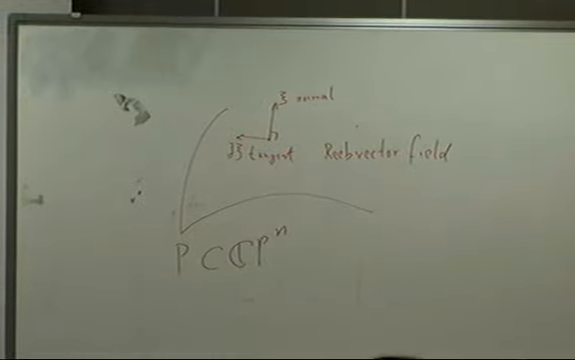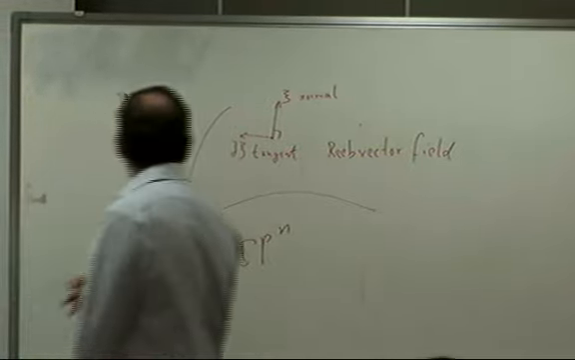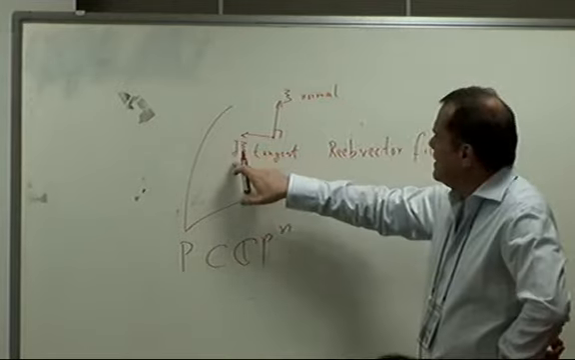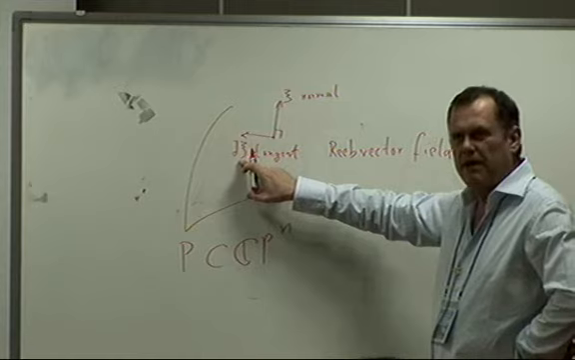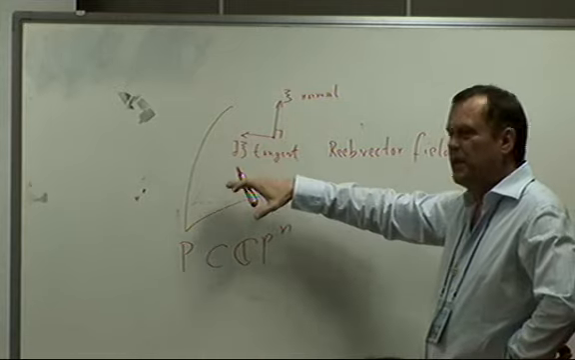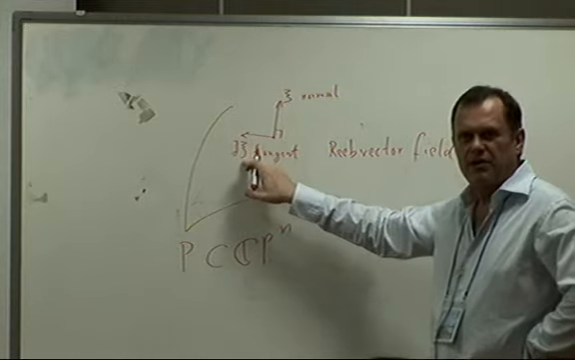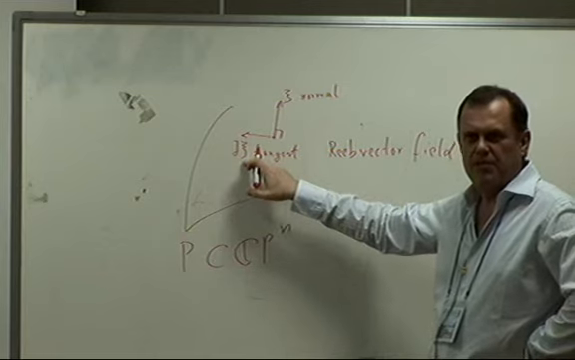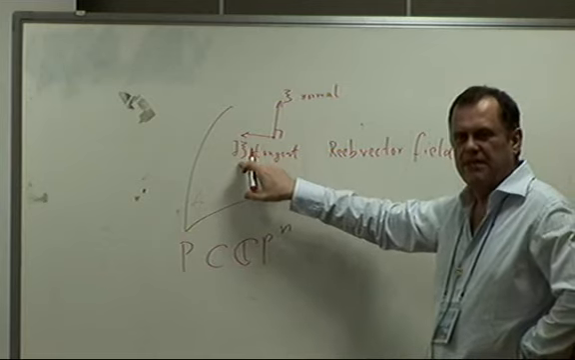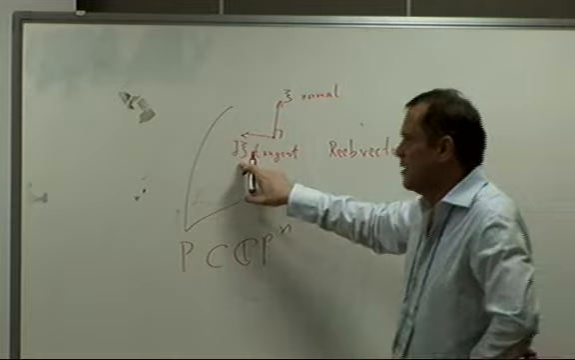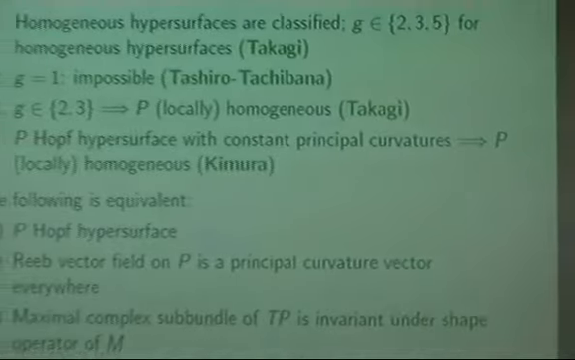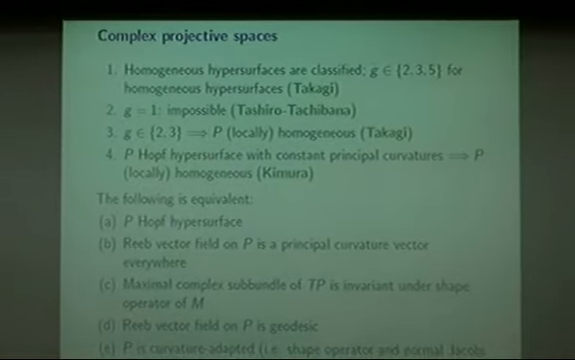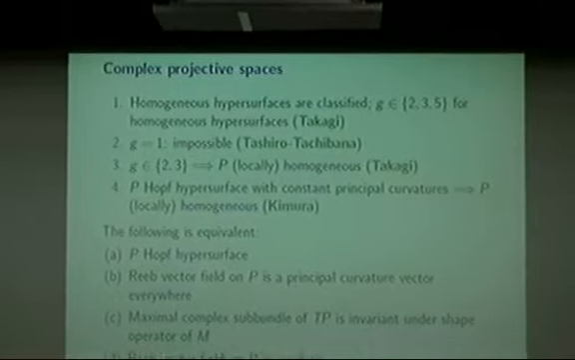Another equivalent condition is that, of course, when this vector field is a principal curvature vector everywhere, then the orthogonal complement of what is spanned by this vector must be invariant under the shape operator, must be invariant under the second fundamental form. But the orthogonal complement of this is just the maximal complex subbundle of the tangent bundle. So this is an equivalent condition for having a Hopf hypersurface.